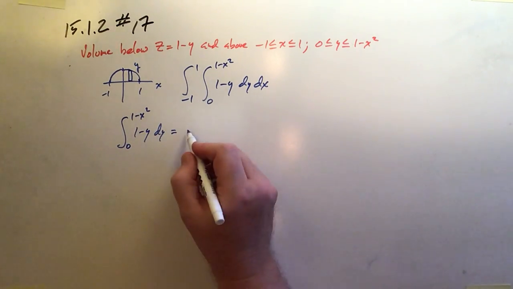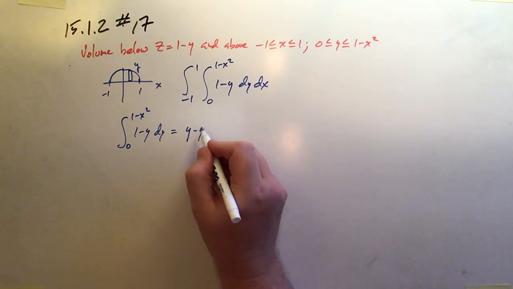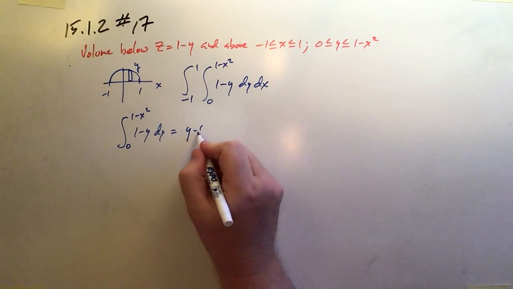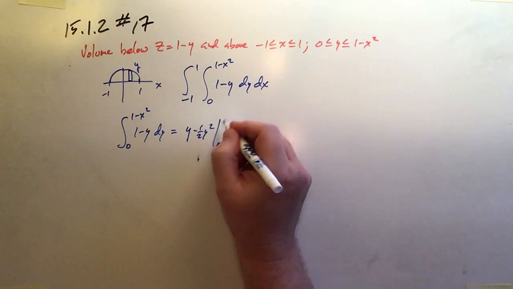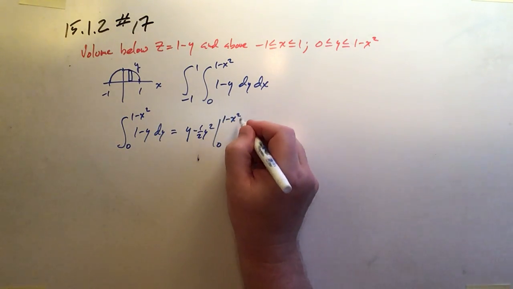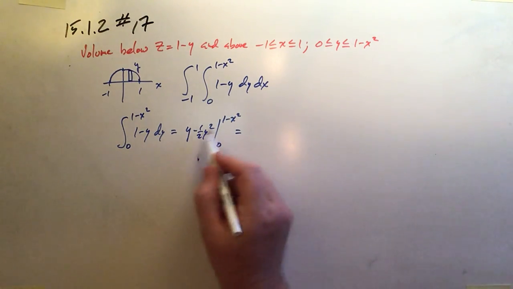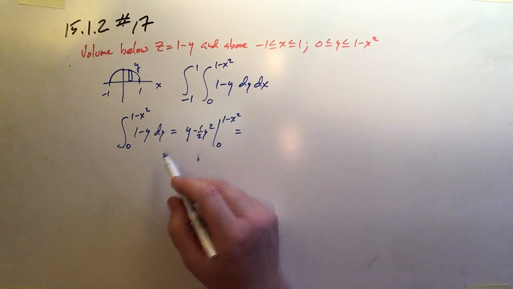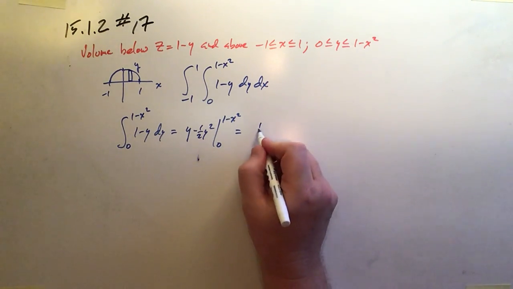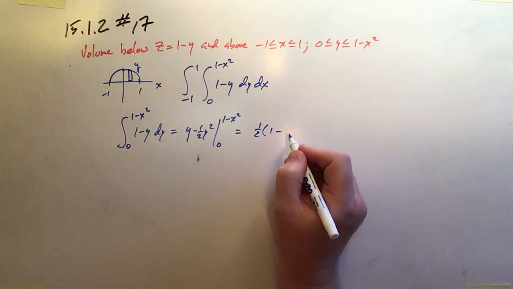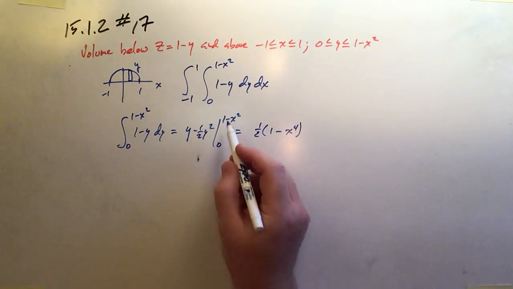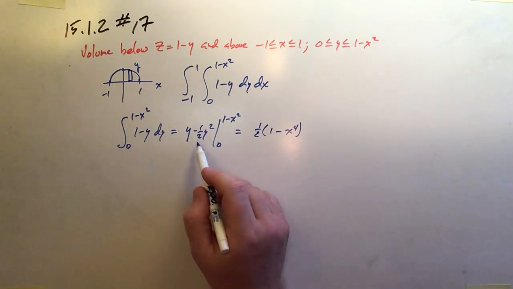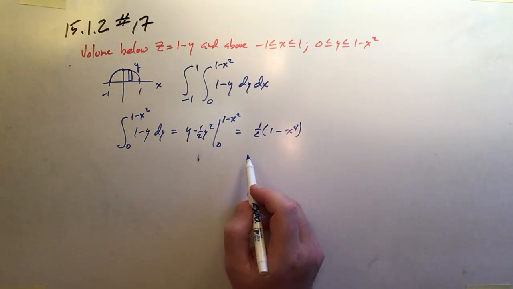And of course the integral of this is easy. It's y minus 1/2 y squared, and that's evaluated between 0 and 1 minus x squared. So we've got some substituting to do. When all is said and done, we're going to end up with 1/2 times (1 minus x) to the 4th. That's the result of plugging in that upper limit and then doing all the algebra necessary to simplify.